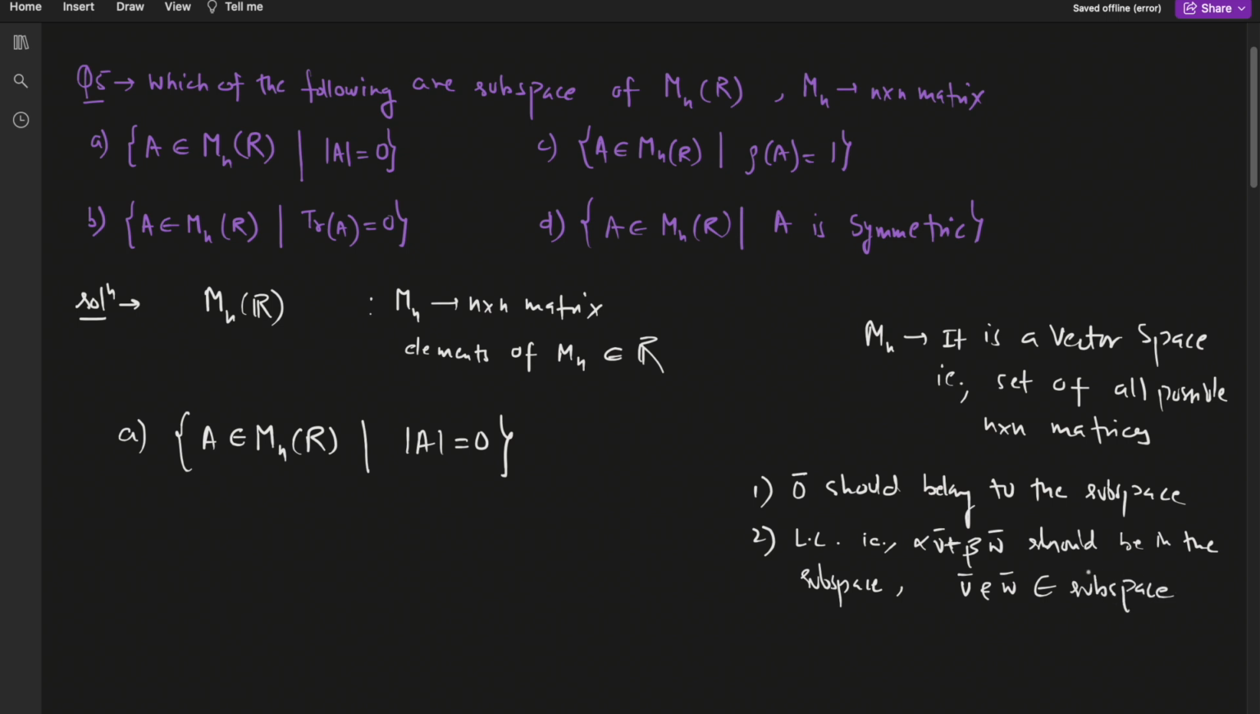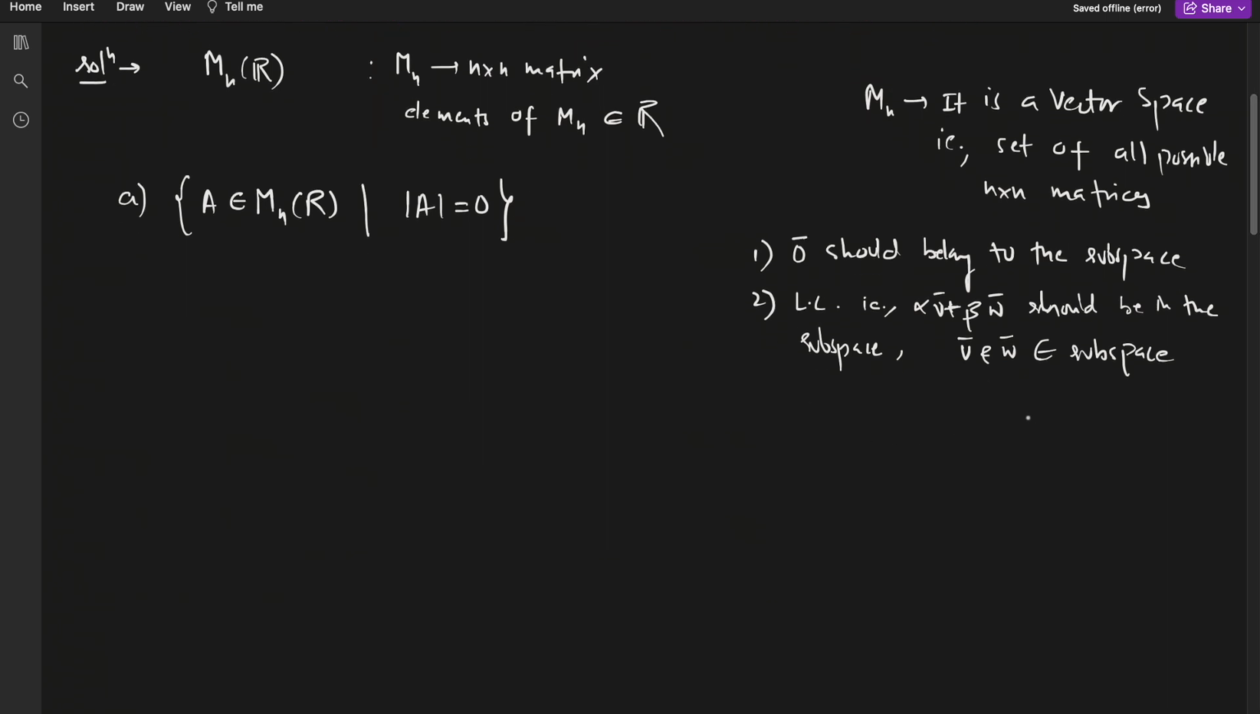So basically the second point says that if we have two vectors v and w which already belong to that subspace, then their linear combination should also belong to that subspace, right? Suppose this is a subspace. If v and w belong to it, then their linear combination, alpha times v plus beta times w, also belongs to the subspace. So we need to check these two things.